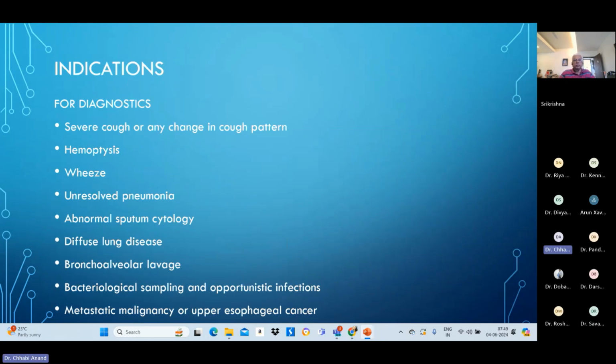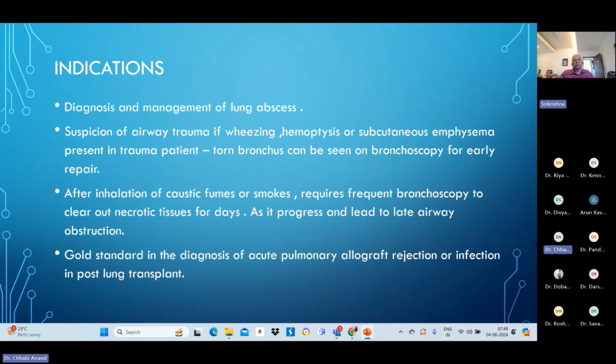Indications for diagnostics: severe cough or any change in cough pattern, hemoptysis, wheeze, unresolved pneumonia, abnormal sputum cytology, diffuse lung disease, bronchoalveolar lavage, bacteriological sampling and opportunistic infections, metastatic malignancy or upper esophageal cancers. Diagnosis and management of lung abscess, suspicion of airway trauma if wheezing, hemoptysis, or subcutaneous emphysema is present in a trauma patient. It can be because of a torn bronchus that can be easily visualized on bronchoscopy for early repair.